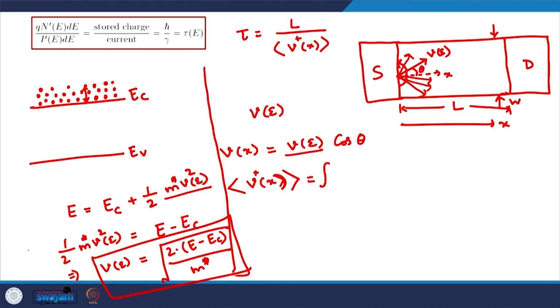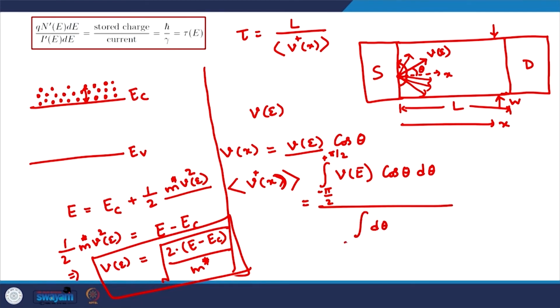So, if we take the average over all possible angles, it will be essentially Ve cos theta d theta, where theta ranges from minus pi by 2 to plus pi by 2, divided by d theta from minus pi by 2 to plus pi by 2. This will be the average velocity of electrons in the positive x direction, because we are taking angles from minus pi by 2 to plus pi by 2.